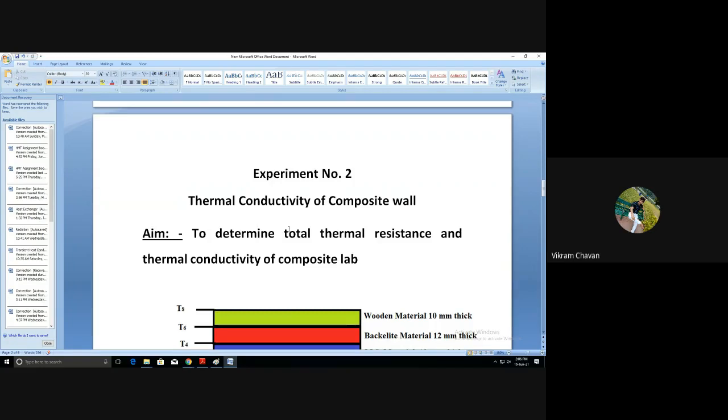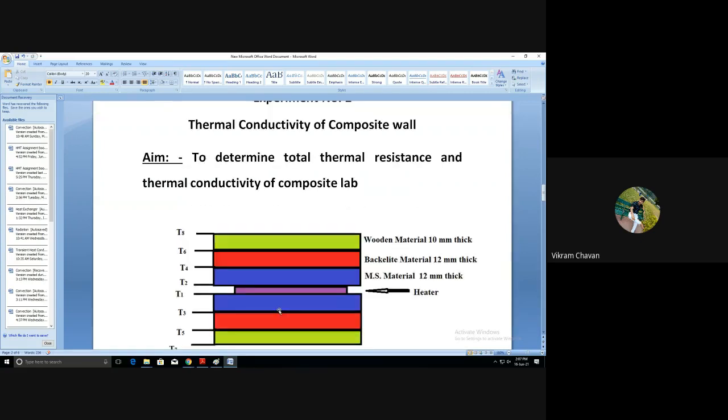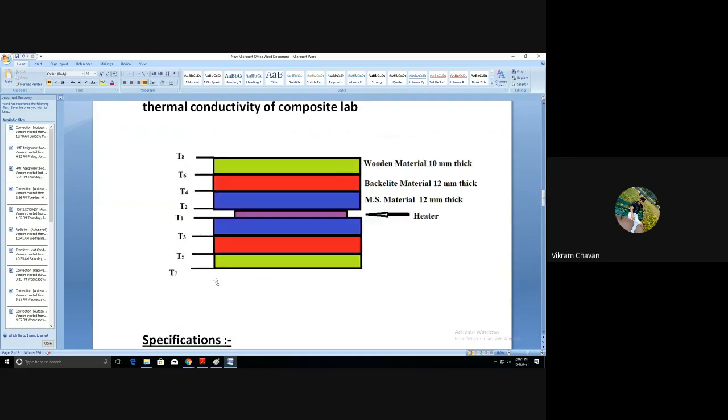Okay, so here our aim is to determine the total thermal resistance offered by the composite wall or the composite slab, and the total thermal conductivity of that particular slab. So this is our aim or objective in performing this experiment. I will not go more into the theoretical part. Directly I will jump to our experimentation details.